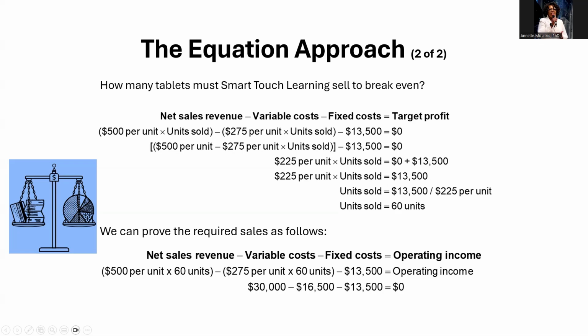So if this company desires to break even, then their total profit is 0. Smart Touch Learning must sell how many tablets? 60 tablets per month to achieve their break-even point. Expressed in dollars, the company must have total sales of $30,000 per month. That's 60 tablets times $500 per tablet.